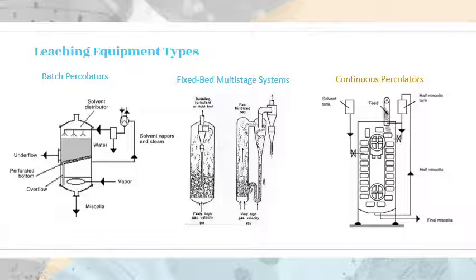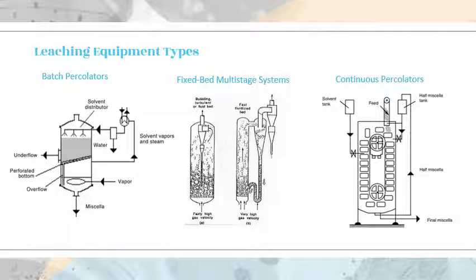Fixed bed multi-stage systems are used when the solvent is volatile or the solid bed is not very permeable. It is necessary to use closed tanks operating under pressure to allow the solvent to pass through the bed. The processes in which this type of extractor is used are coffee, tea, oil, and sugar extraction.